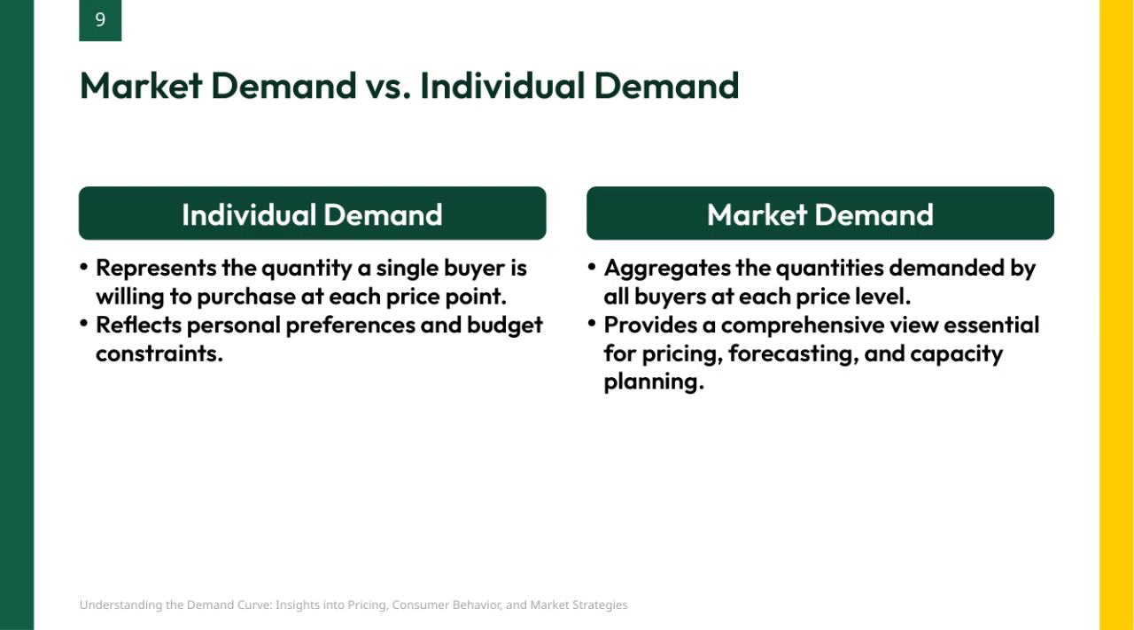By combining everyone's demand, it gives us a comprehensive view that's crucial for setting prices, making forecasts, and planning capacity. Essentially, individual demand focuses on one buyer's behavior, while market demand looks at the bigger picture across the entire market. Understanding both helps businesses tailor their strategies effectively.